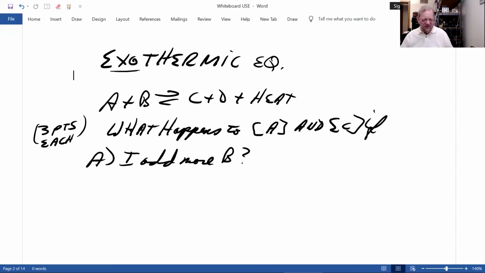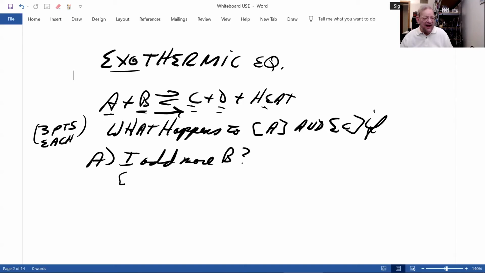All right, let's do it. At equilibrium, there was a certain amount of A, B, C, D, and heat. And now we've added more B, and the equilibrium says, oh no, we've got too much B. We've got to get rid of some of it. It's the stress on the equilibrium. So how does it get rid of excess B? A reacts with B to make more C and D.